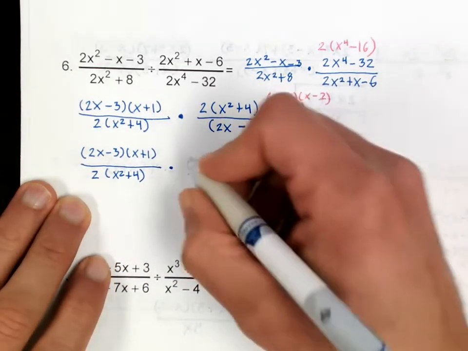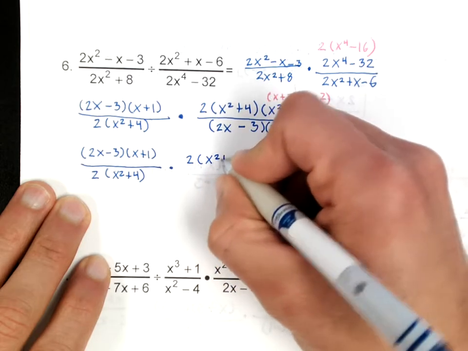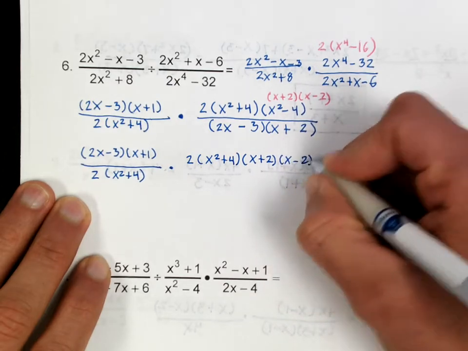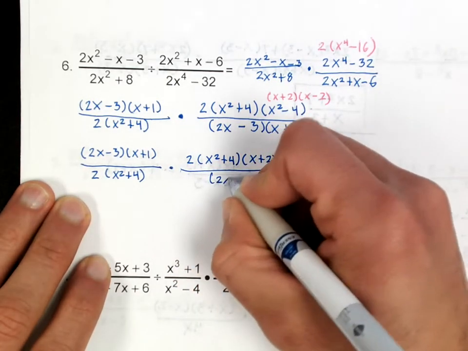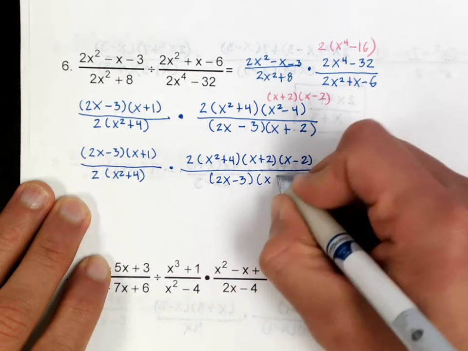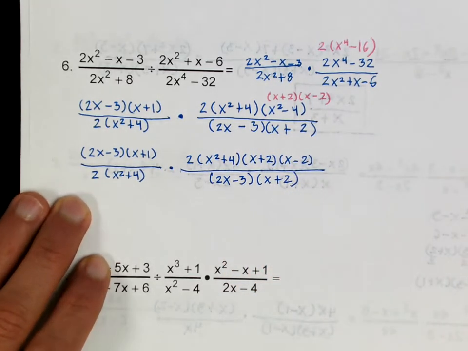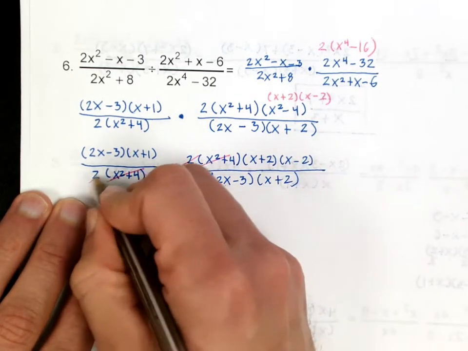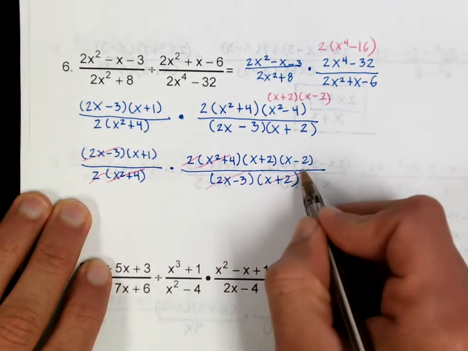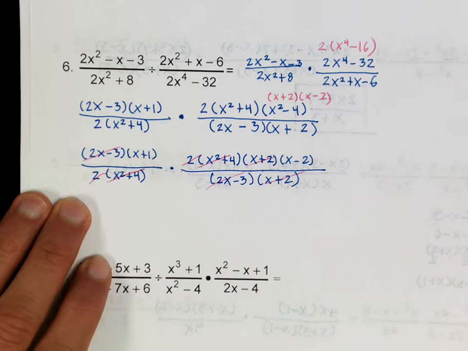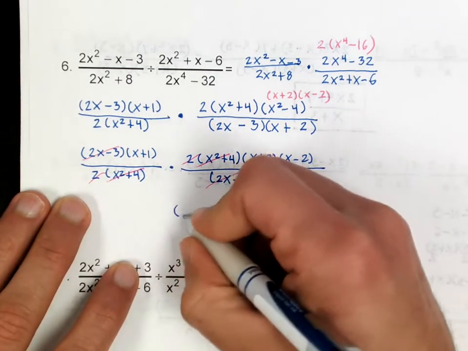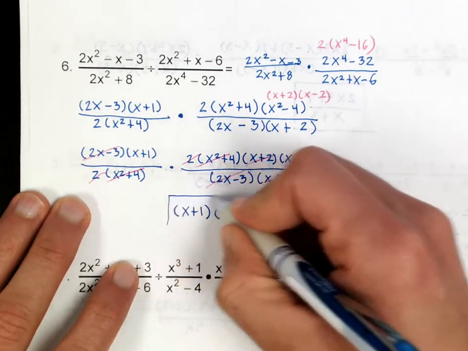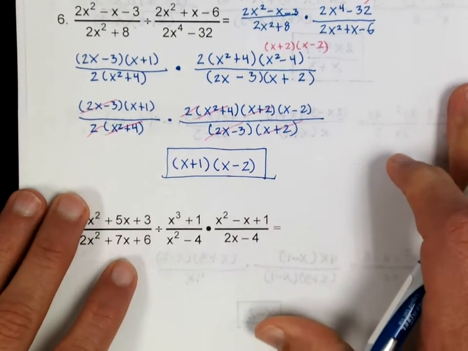Let's see what we got here. 2x squared plus 4, x plus 2, x minus 2, all of that over 2x minus 3, x plus 2. Now after I have factored completely, then I can go ahead and cancel. I can cancel that with that, this with this, this with this, that with that, and I think that's all I have left. Now, again, just write what you have left. Technically, you are multiplying those two things together, but I'd rather you leave it in factor form instead of multiplying that back in. Alright, so that's it for that one.